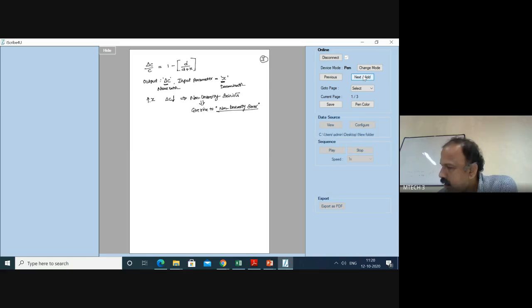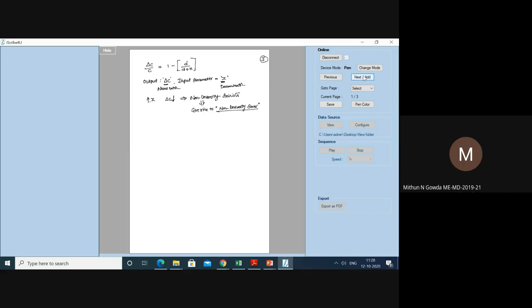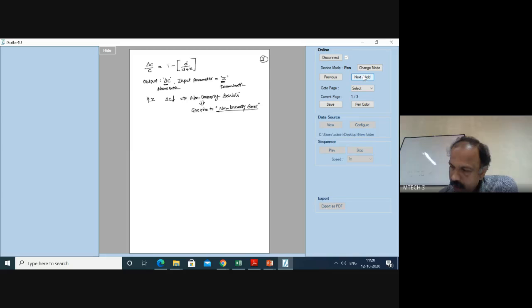Where have you discussed non-linearity error? Control system. Yeah, okay. In the case of the performance terminology of transducer, if you remember, we started with accuracy. Please try to recollect: range, span, accuracy, precision, hysteresis error. After hysteresis error, we discussed non-linearity error.